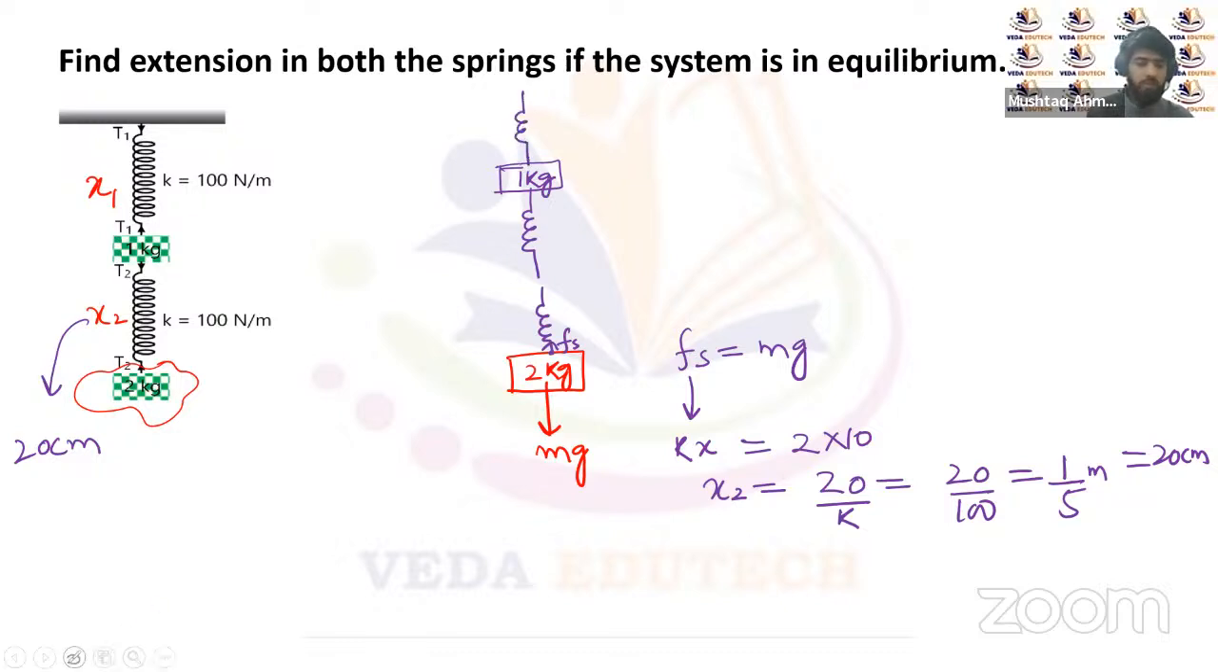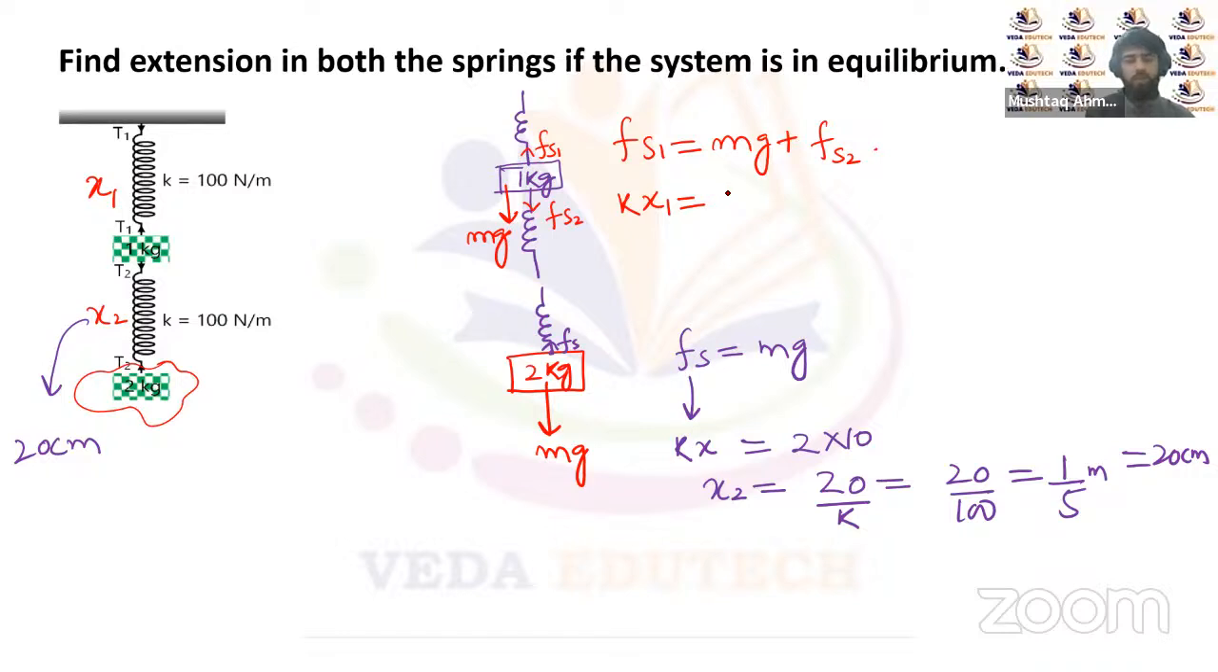Now both the springs will be applying a spring force on both the contacts of the block. For this contact it will be Fs1 in this direction, and for this contact it will be Fs2 in the downward direction, and there will be the weight of this block also, that's mg in the downward direction. So to keep this block in equilibrium, Fs1 must be equal to the weight of this block plus the spring force Fs2. And for Fs1, let's suppose the extension in this spring is x1, so Kx1 equals mg, the weight of this block, that's 10, plus Fs2.